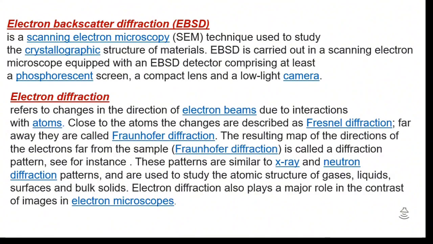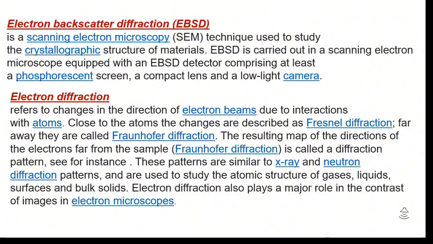Electron backscatter diffraction, or EBSD, is a scanning electron microscopy technique used to study the crystallographic structure of materials. It is carried out in a scanning electron microscope equipped with an EBSD detector comprising at least a phosphorescent screen, a compact lens, and a low light camera.